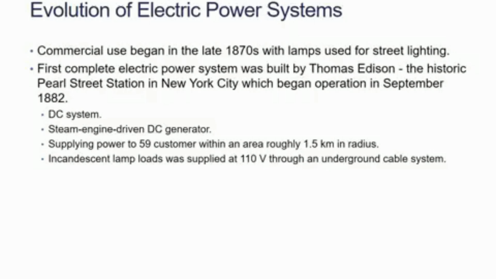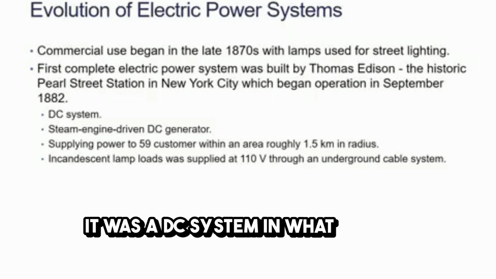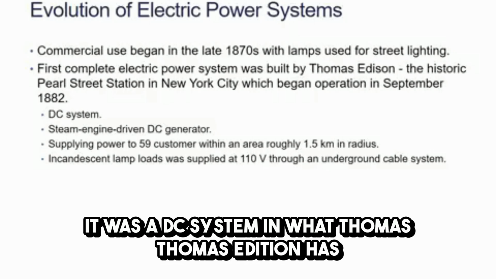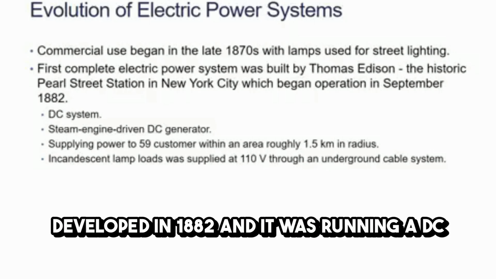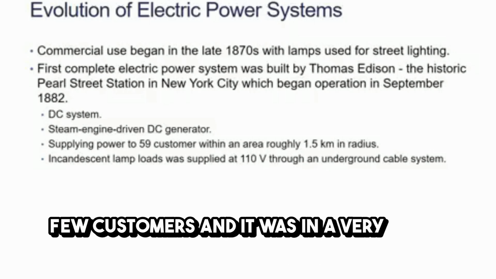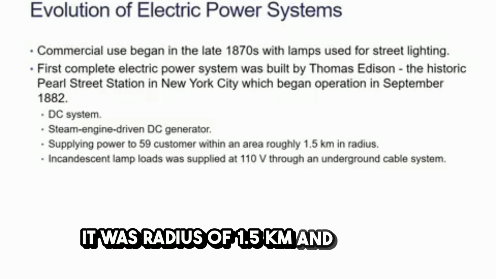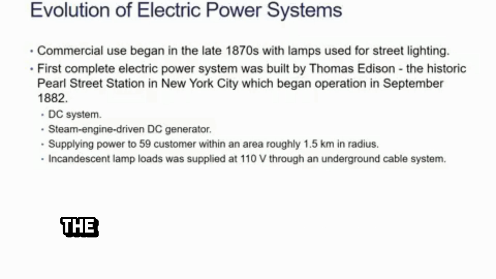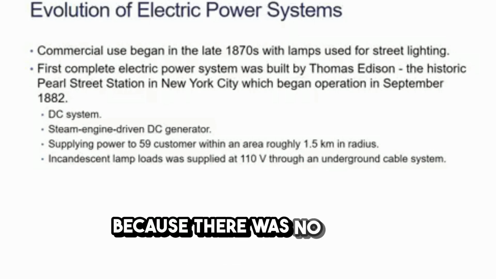So it was a DC system that Thomas Edison developed in 1882, and it was running a DC generator, having few customers, and it was in a very small radius, about 1.5 kilometers. Most of the loads were just lighting load, nothing else, because there was no other development till then.